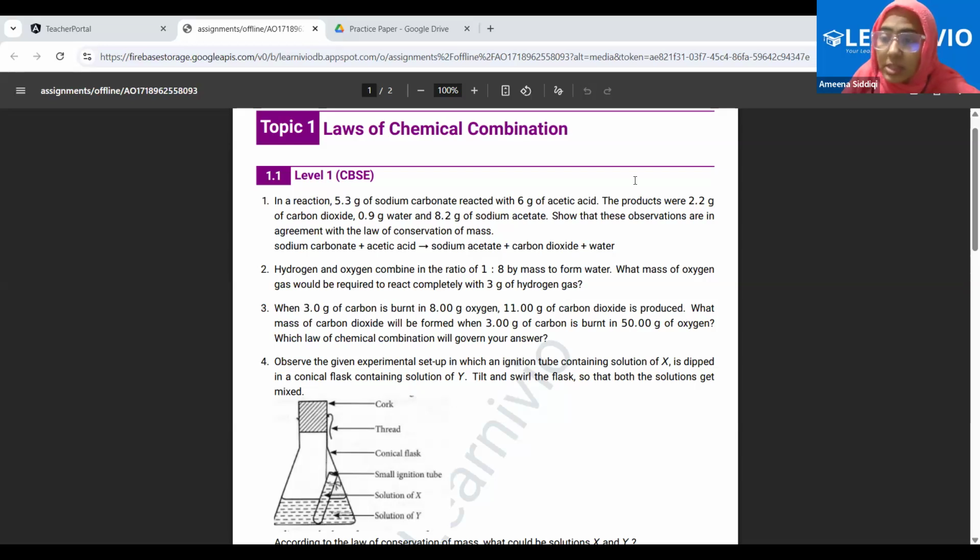Law of conservation of mass. What is law of conservation of mass? Mass can neither be created nor destroyed. Basically, the total mass on the reactant side should be equal to the total mass on the product side. That's it. What is it that we need to do? If it is asked to check whether it is following the law of conservation of mass or not, what we will do, Umar?